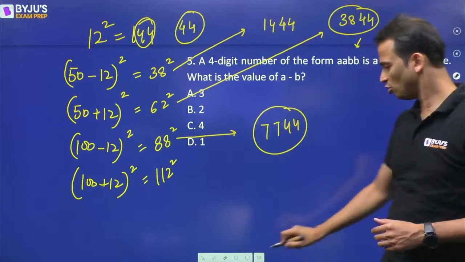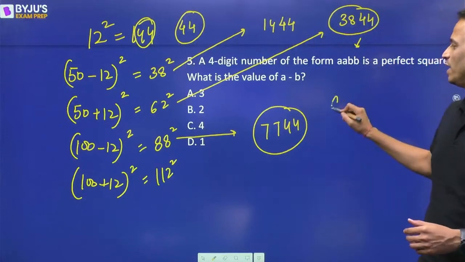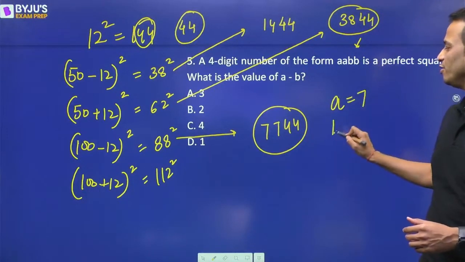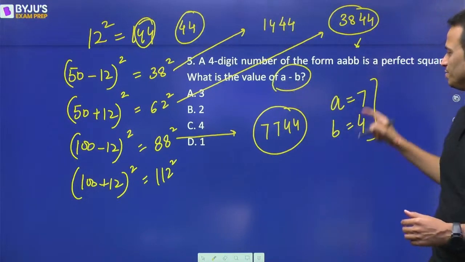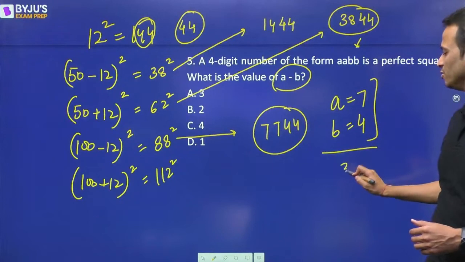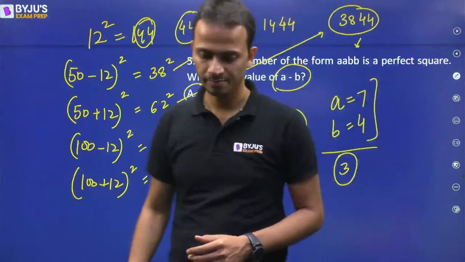Okay, so I can pick the values of A and B from here. So value of A कितना हो जाएगा? It will be 7. Value of B will be equal to 4. And the question is asking about A minus B. So A minus B will come out to be 3. So 3 should be the correct answer. That is option A.